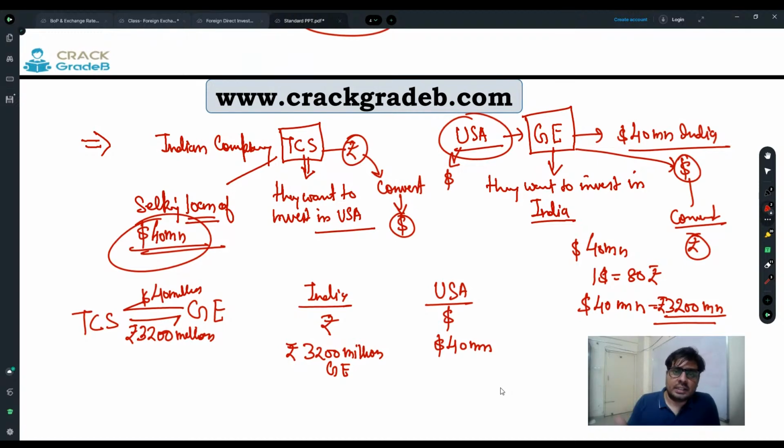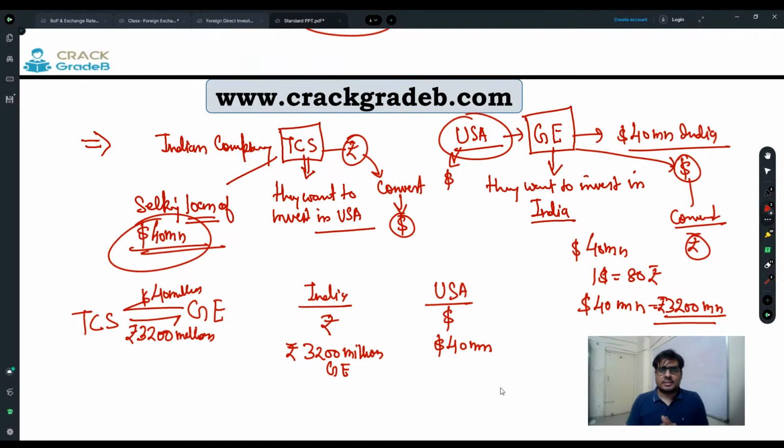So GE said that if I am going to India and I borrow in India, maybe I have to pay more interest rate in comparison to TCS. Why? TCS is an Indian company and a better loan facility at low interest rate is maybe available to TCS in comparison to GE. Same thing for GE in USA because it's a local company of the USA. Better facilities are going to be available for GE in the USA.